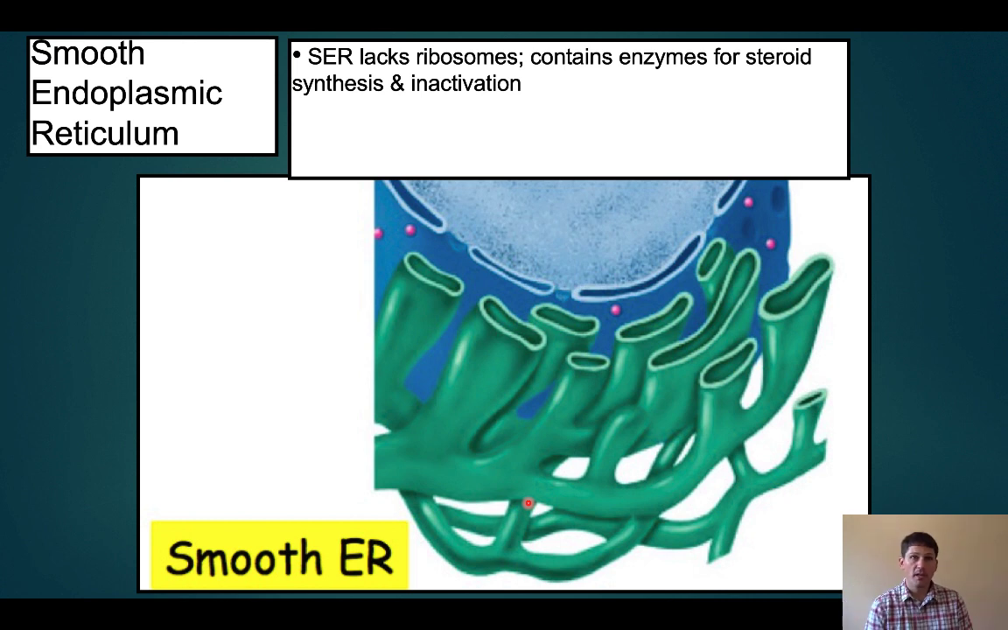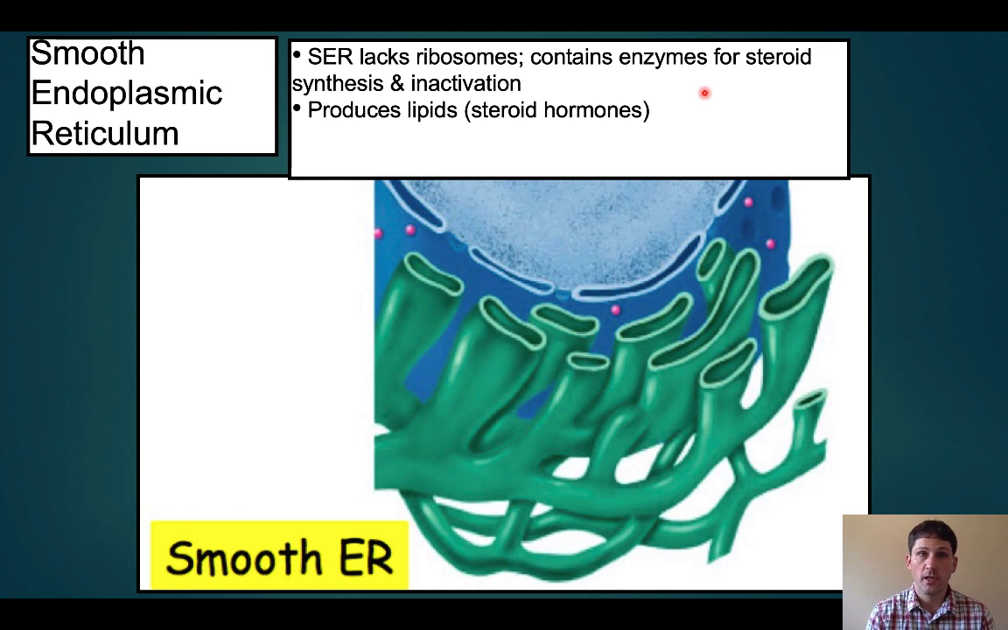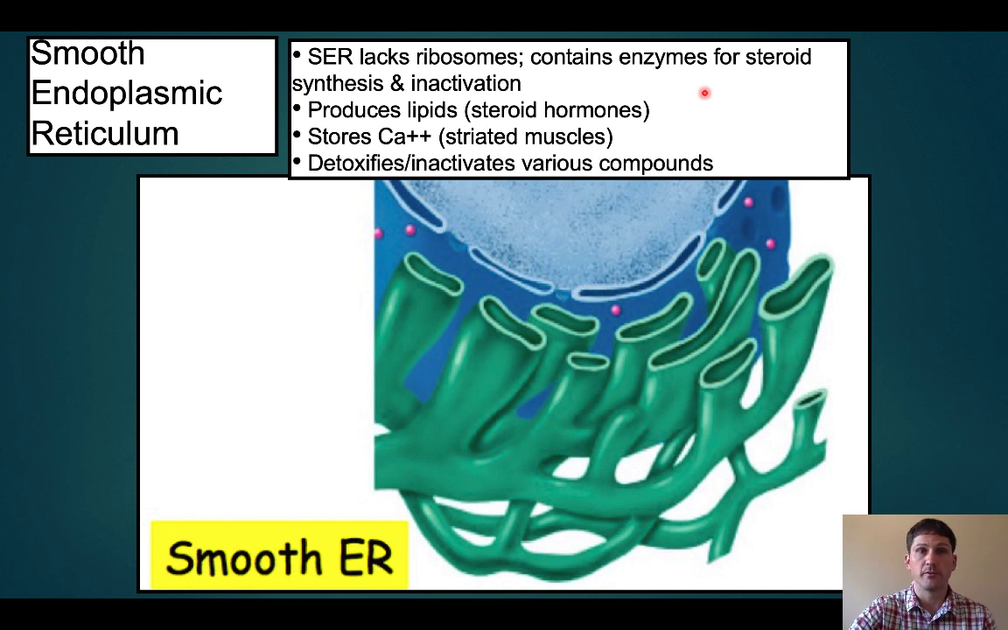The smooth endoplasmic reticulum does not have ribosomes on it, and basically has enzymes for steroid synthesis or inactivation. It's producing lipids, helps store calcium, and we'll see that with our muscles. And it also helps to detoxify or inactivate other compounds.